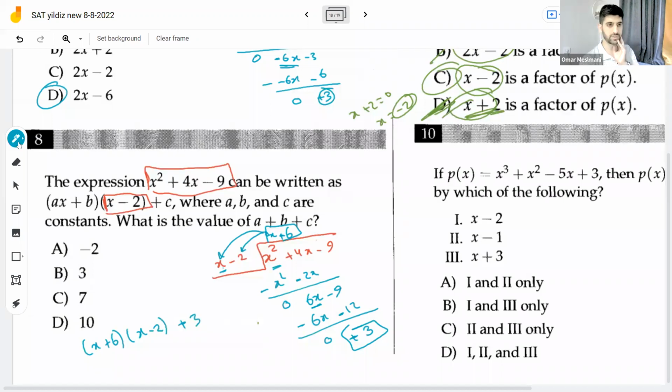If you try to compare, you will see that the number in the coefficient of x is a, which is 1. And the number here is b, which is 6. And the number here is going to be c. So a plus b plus c is 1 plus 6 plus 3, and then the answer is 10.